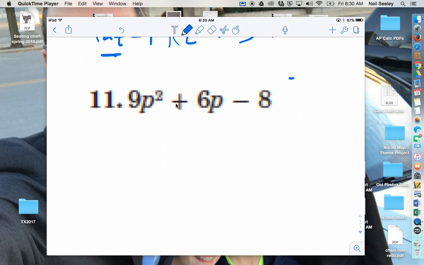Hopefully this one's not one of the unfactorable ones in whole numbers, but I think it'll work. This one has more options. So number 11, you could do 9 and 1, or you could do 3 and 3, 3p and 3p. I'll try that first. And then here I do -4 and 2 maybe. And let's see what combinations might work.